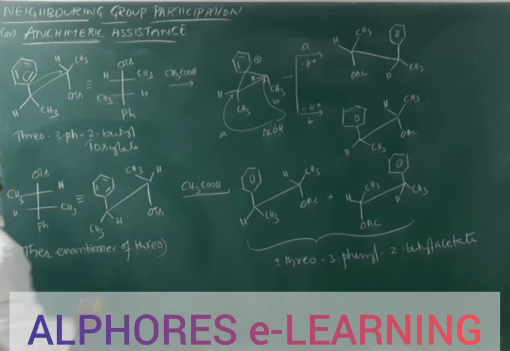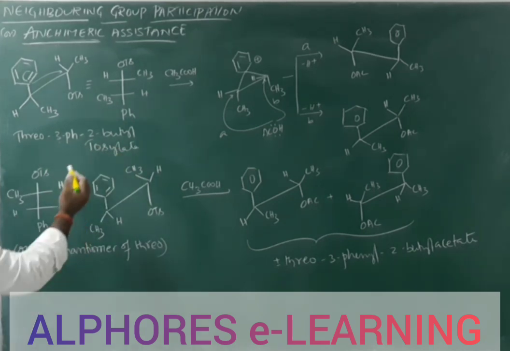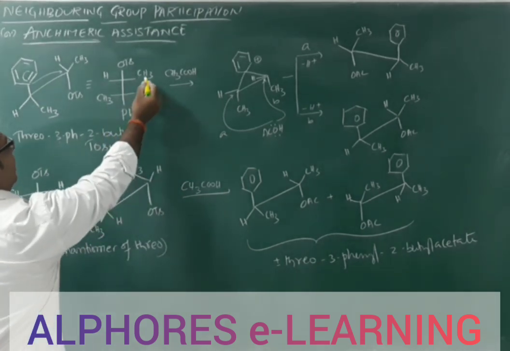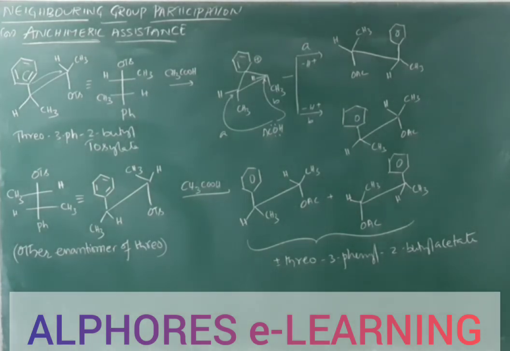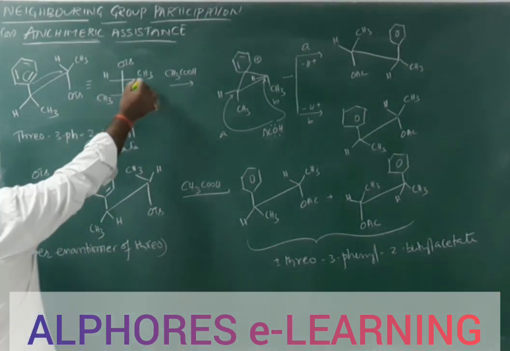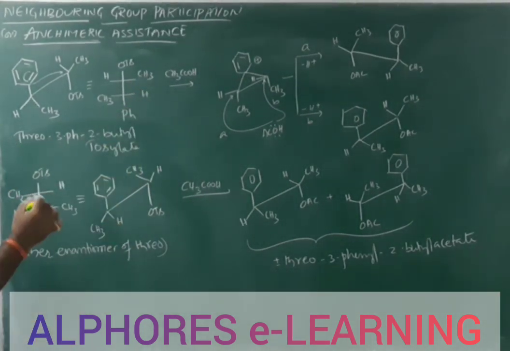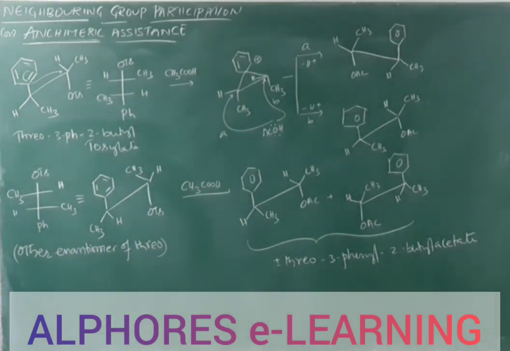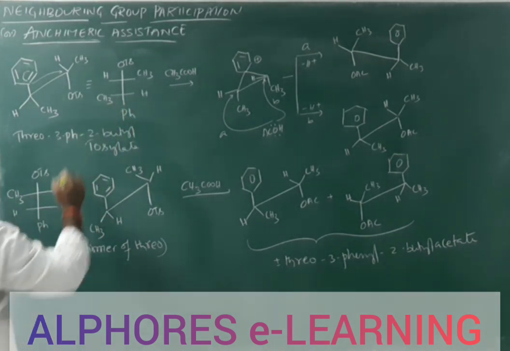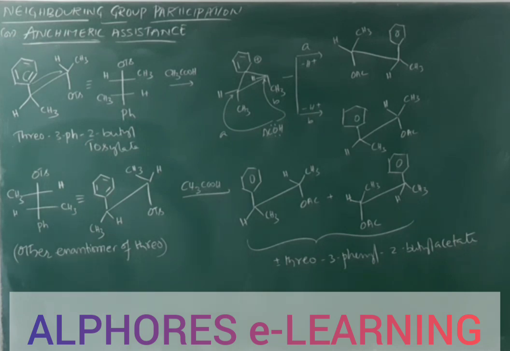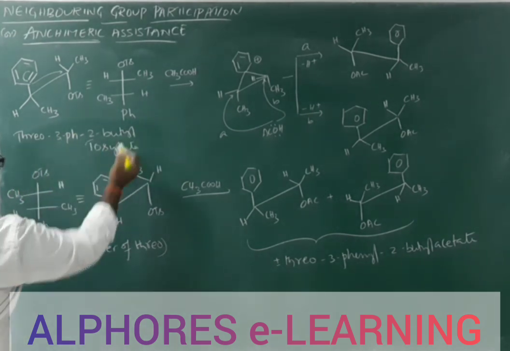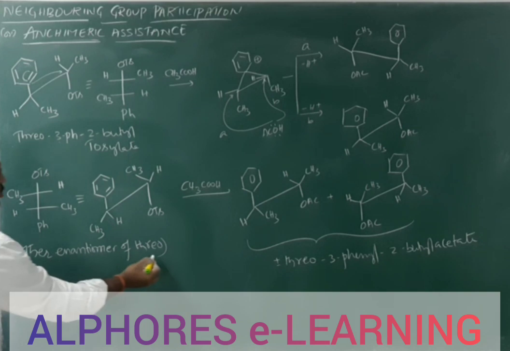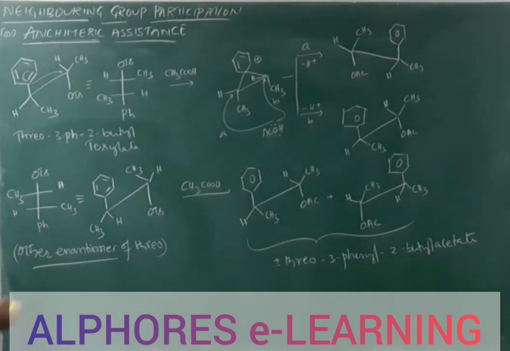3-phenyl 2-butyl tosylate. Threo means both the methyl groups are in opposite directions. Erythro means both the groups are in the same direction, same group, same side, erythro. And this one is what we call threo. There are 2 threo forms. One is this isomer, another one is this isomer. Both belong to threo only, but not erythro here.